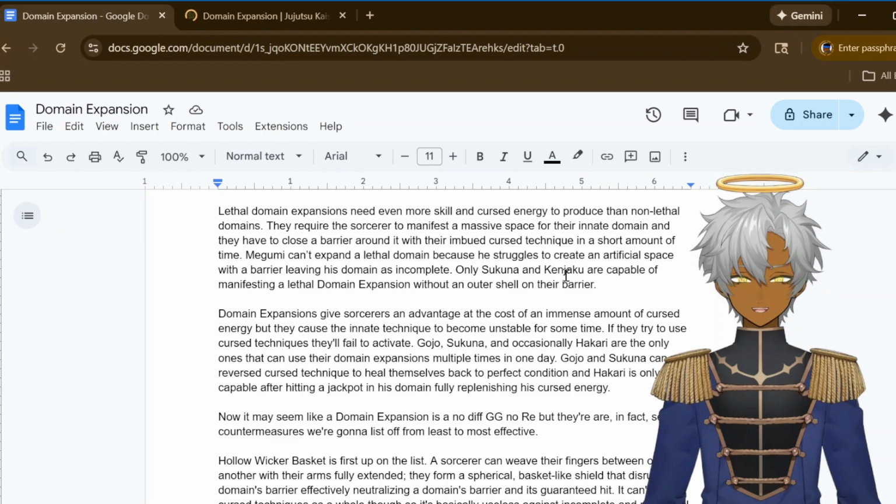However, they don't need a barrier to cast it, even though it says that you imbue your technique to the barrier. However, removing the barrier does increase the risk factor of your opponent escaping, which I've said before, which makes the technique stronger. Domain expansions give sorcerers an advantage at the cost of an immense amount of cursed energy, but they cause the innate technique to become unstable for some time. If they try to use their curse techniques, they'll fail to activate.